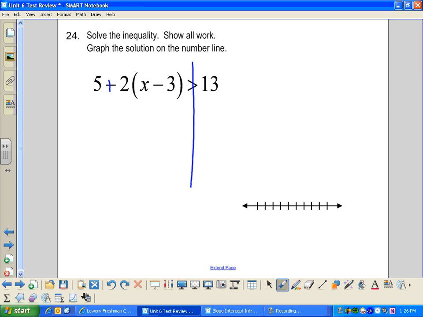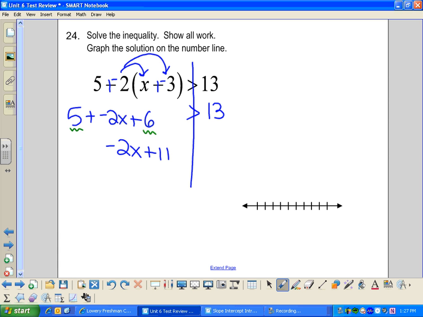So I've got negative 2. Okay. So I'm going to distribute: 5 plus negative 2 times x, negative 2 times negative 3. Negative 2x plus 6. Writing down that inequality is greater than 13. Good. I'm going to combine like terms. I've got some constant values here I'm going to combine. So I end up with negative 2x plus 11 is greater than 13.